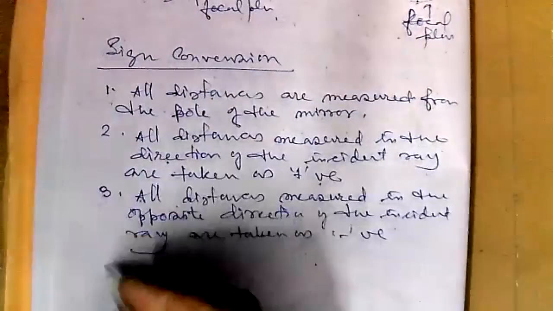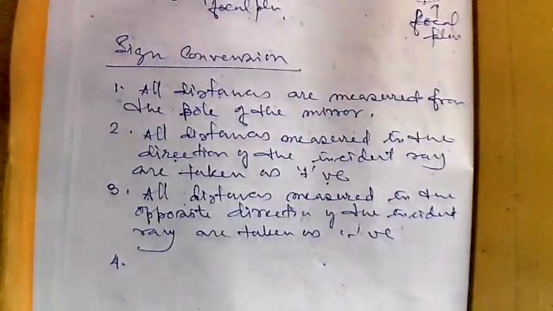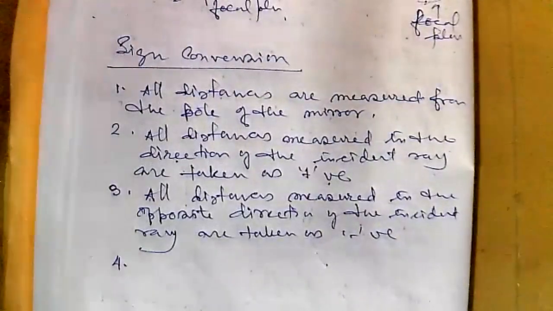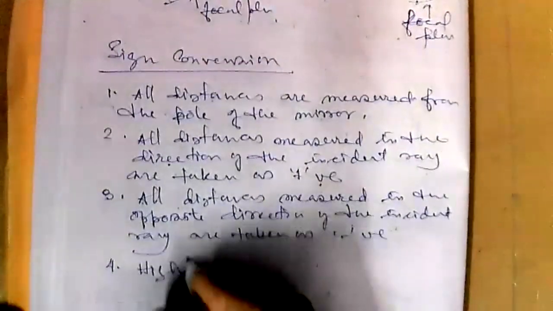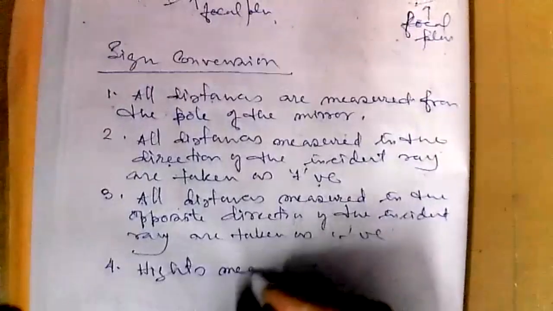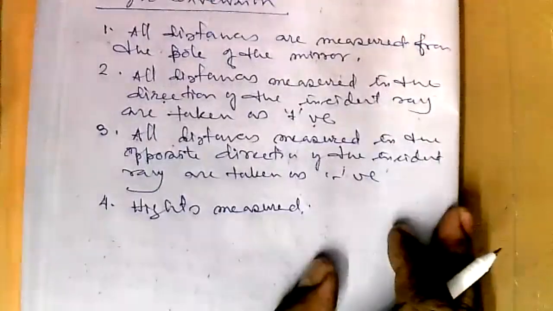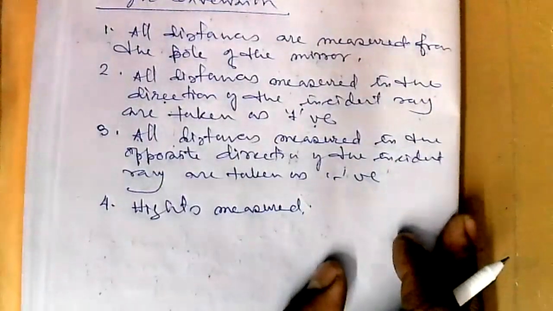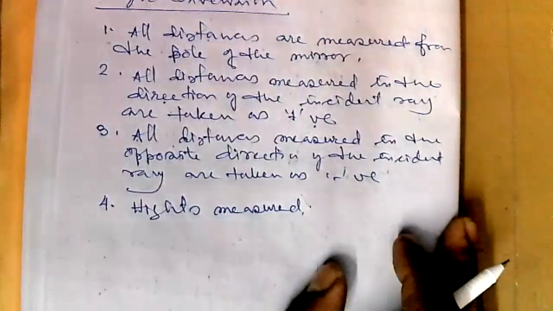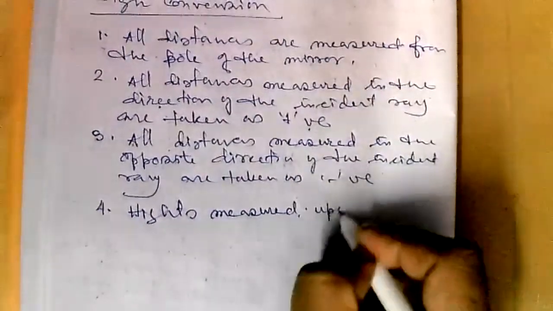Fourthly, height, measured upward and perpendicular to the principal axis. Height. The one is positive. Above the principal axis, it's positive, and below is negative.